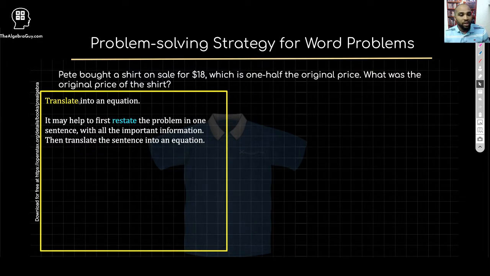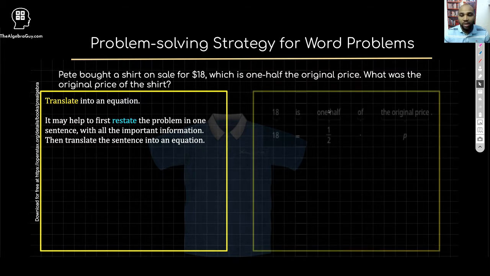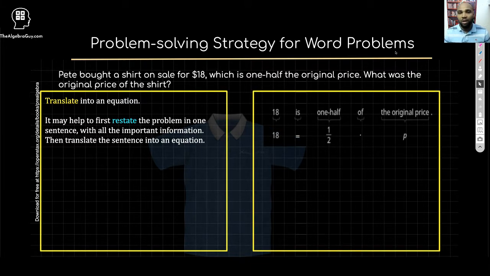Now let's translate into equations. Let's translate this problem into an equation. It may help first to restate the problem in one sentence with all the important information, then translate it into the equation. This is probably, I don't want to say the most, but man, it's an extremely important part because now we can actually put it into mathematical language where we can do something with this information.